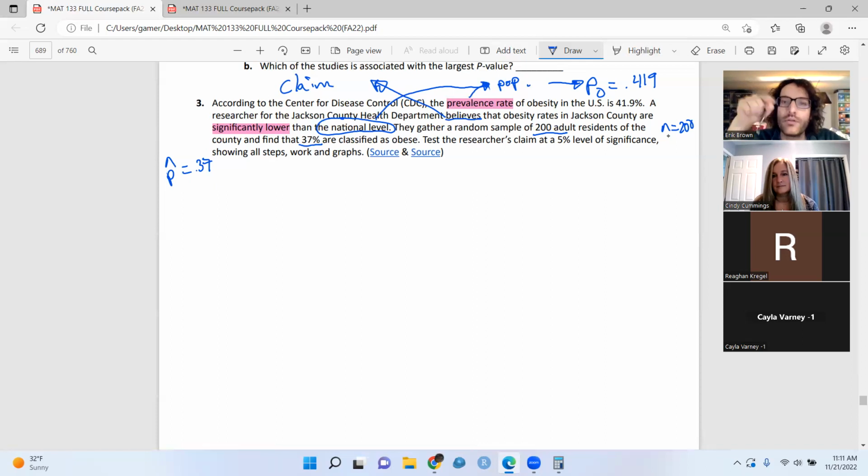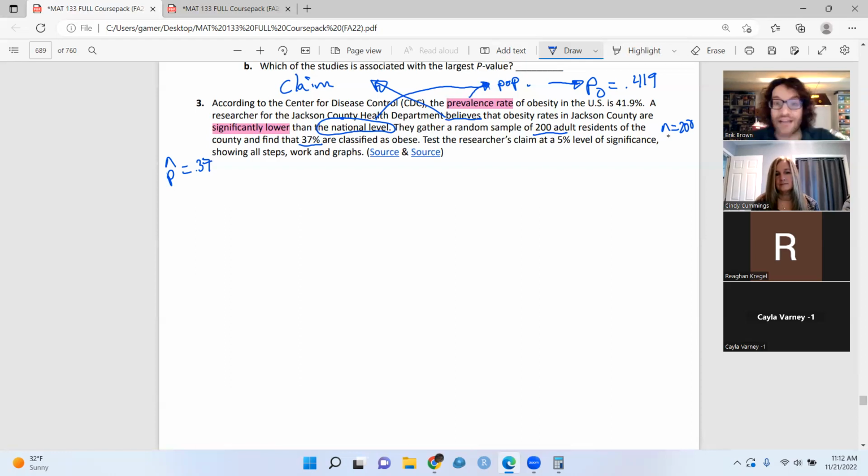Which is why when you do this kind of stuff, you make your claim and your statement before you go gather your data. Then you go gather your data, you do your sampling, and then you test your results. So our job here is to test: is this 37%, which is lower than the 41.9%, did that happen by chance?